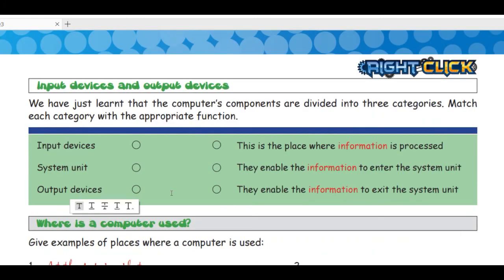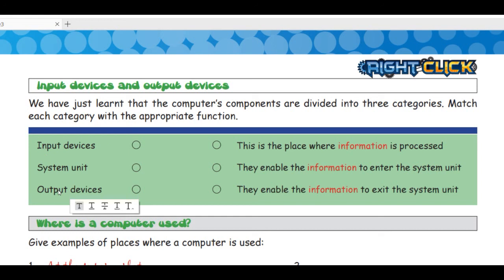After that, you pass to the second page. I forgot to tell you that this lesson is for one period. No software is needed, and you can stay in class or in the computer lab if you prefer. Then you will define what are input devices, what is a system unit, and what is an output device.